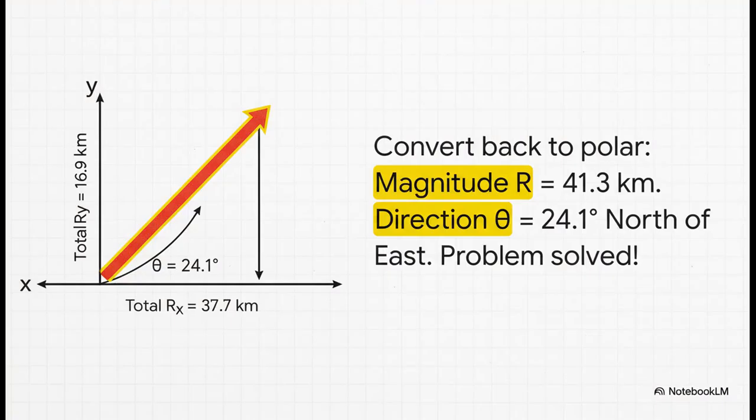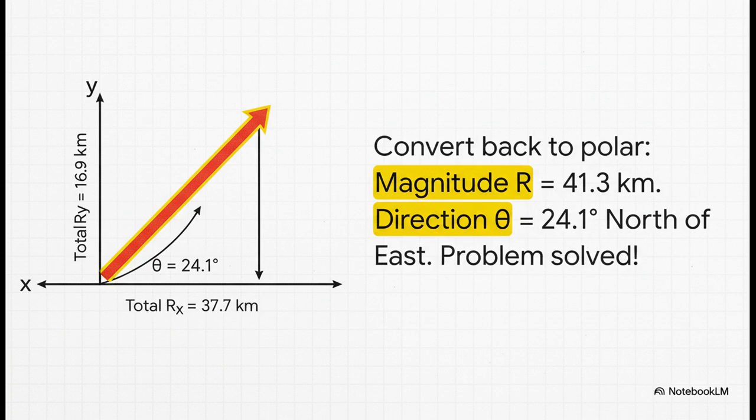We are on the home stretch. Now we just use our Cartesian to polar conversion formulas to turn these final x and y components back into a proper magnitude and direction. The magnitude comes out to 41.3 kilometers. The angle is 24.1 degrees, and since both of our final components were positive, we know that direction is north of east. And that is our final answer.